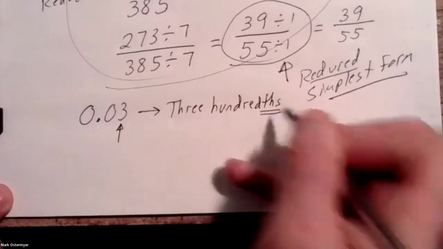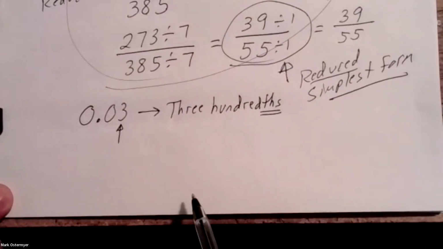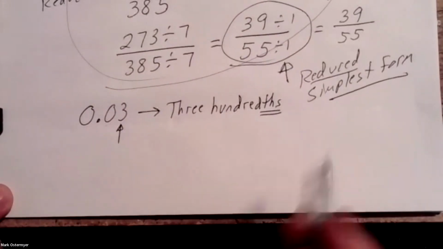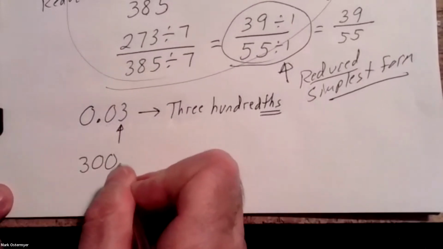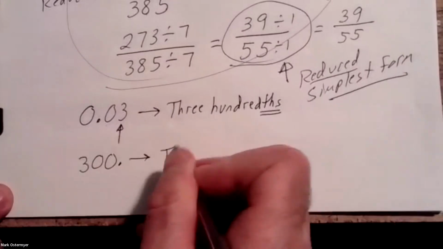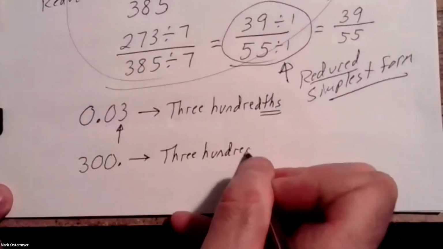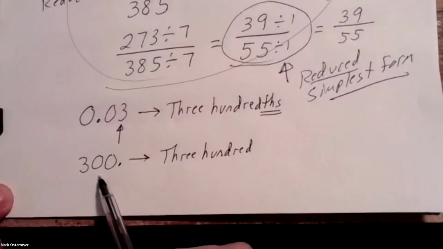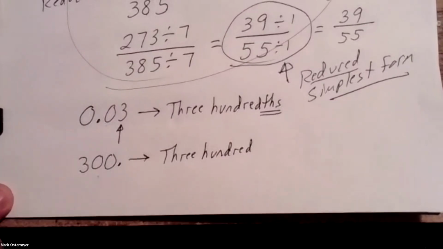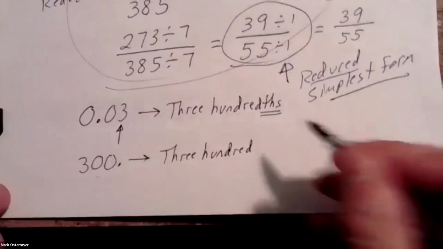It must have that THS ending. 3 hundredths. Okay, not 300. Oh, 300 would be way over here. Do you agree? This is 300. There's a huge difference between 300 versus 3 hundredths. 300 is colossal in size compared to 3 hundredths.